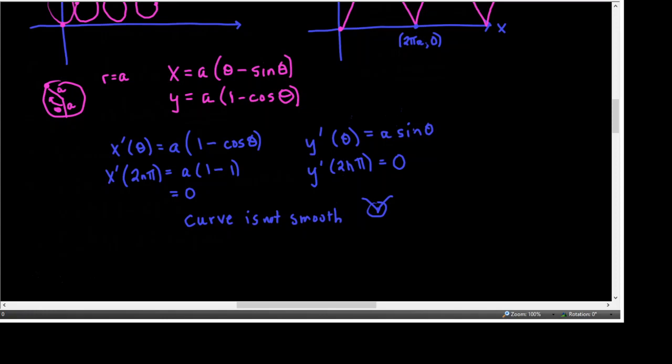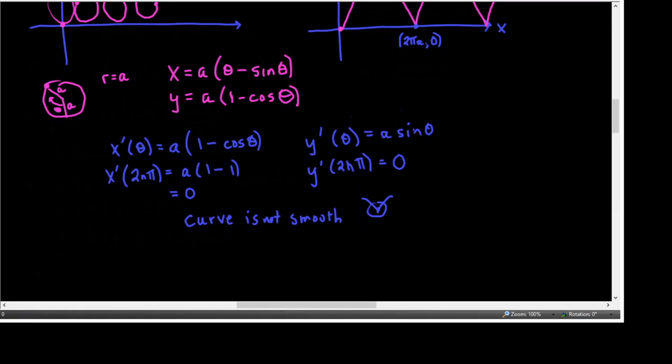Otherwise, the curve is smooth, because if you look at the definition of a smooth curve, if you have a parametrically defined curve, x equals f of t and y equals g of t on an interval I, it's called smooth when f prime and g prime are continuous on the interval and not simultaneously 0. And of course, these are simultaneously 0 at multiples of 2 pi. So that means that it's not smooth at any of those points.